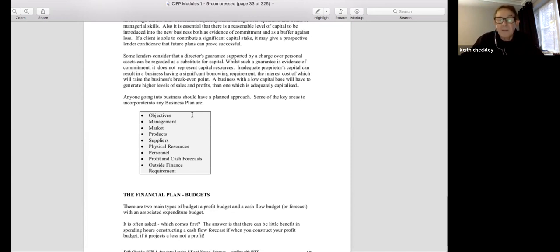Who are the management of the business? Is it a sole trader, a partnership, a small company, etc.? Dimitri mentioned the marketplace. Very, very important. What market are they going into? Dimitri's put a message in there, lack of funding as well. Yes, that's a bit further down. What are the outside finance requirements if they don't have sufficient capital?